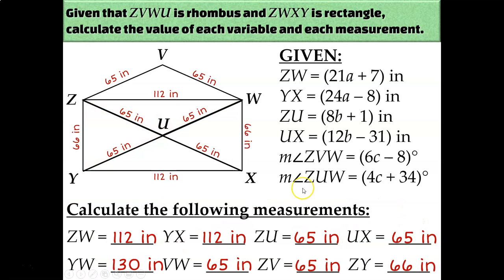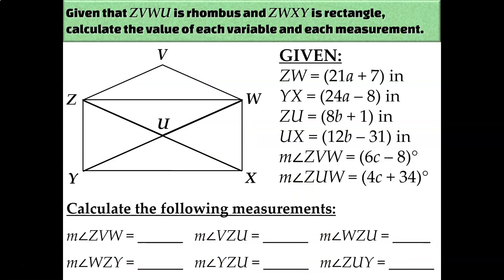Okay, cool. So we figured out all of the segment lengths in this diagram. Let's see if we can do something similar for all of the angle measures. To get started, we're going to need to use this variable information right here. We're going to solve for C. The two angles that we're told measurements for are ∠VZW, so that's one of the angles in the rhombus, and ∠UZW, so that's the opposite angle from the first one that we were given.